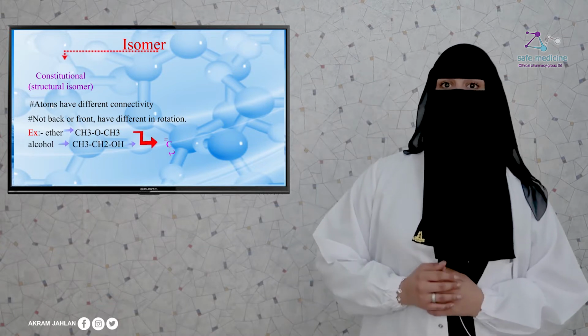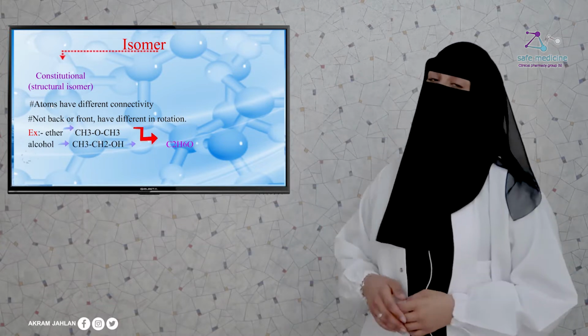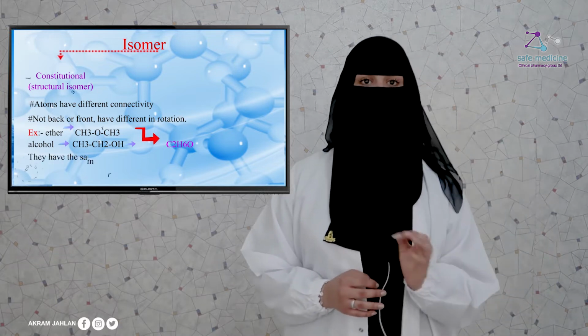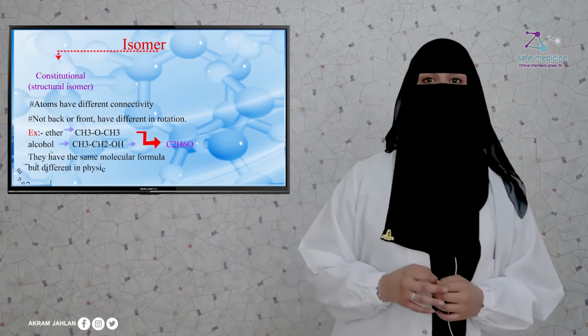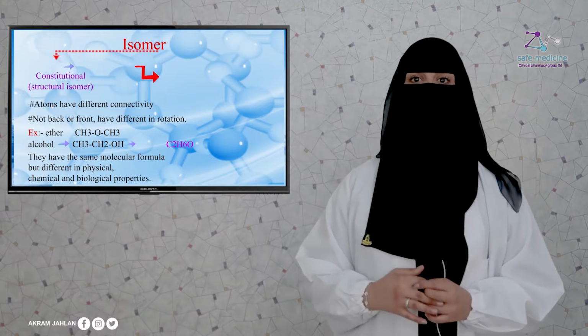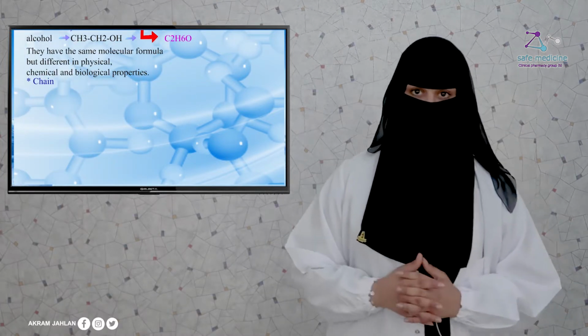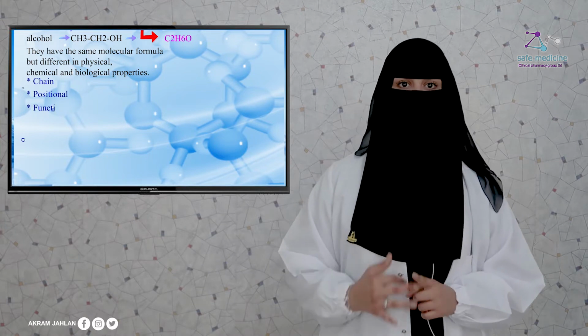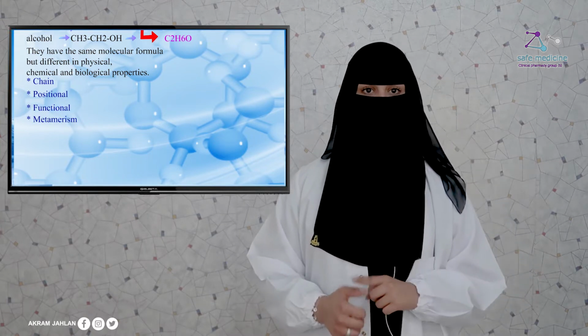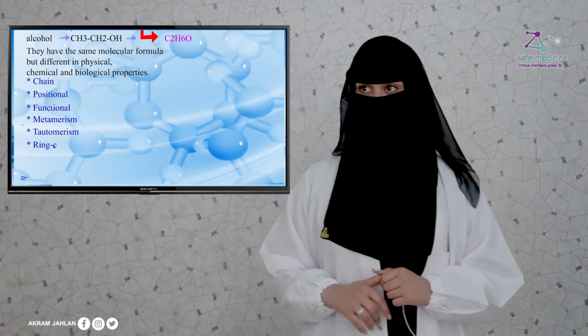For example, ether and alcohol. Ether and alcohol have the same molecular formula, but differ in physical, chemical, and biological properties. Structural isomers have types: chain, positional, functional, metamerism, tautomerism, and ring.